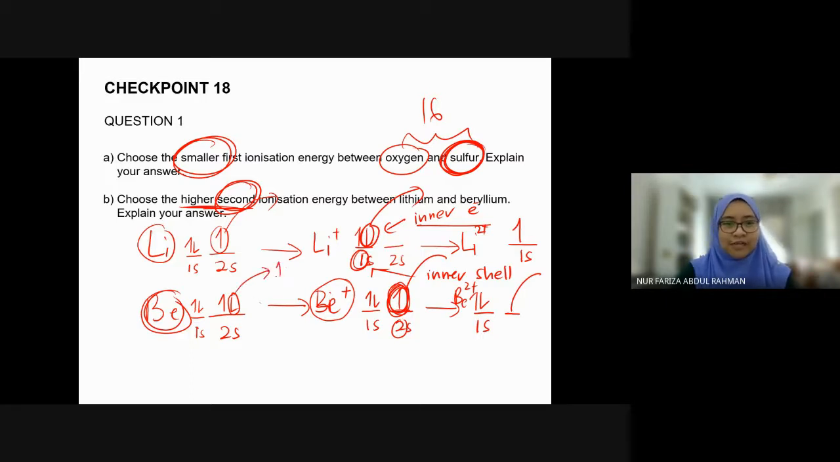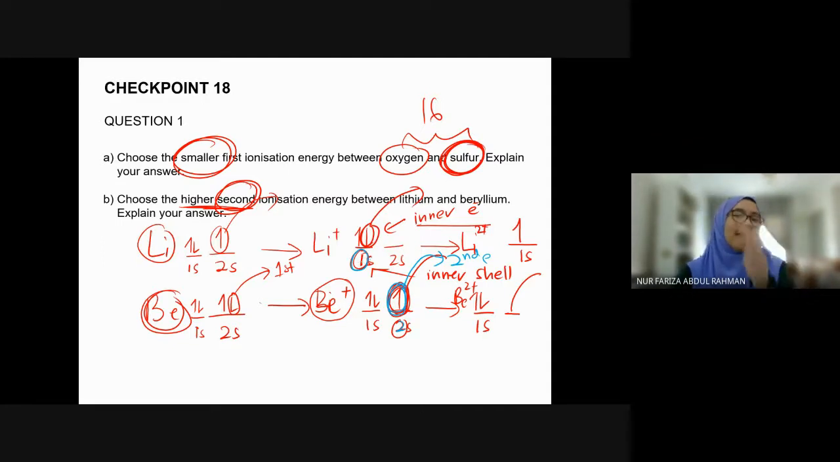Okay, this is the first electron being removed kan? Betul tak? Dia jadi beryllium plus. Now the second electron nak kena remove, nak buang yang mana? Daripada 2s lah sebab dia dah single kan tadi. Okay. Ini second electron nak kena keluar. Second electron, dia keluar daripada 2s. Okay. Tapi lithium plus ni, the second electron nak kena keluarkan, dia dah kena buang daripada n is equal to 1. Okay, dia dah kena keluarkan pada n is equal to 1.